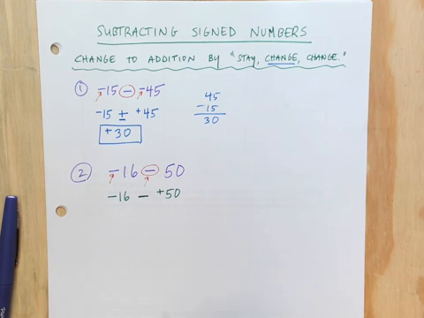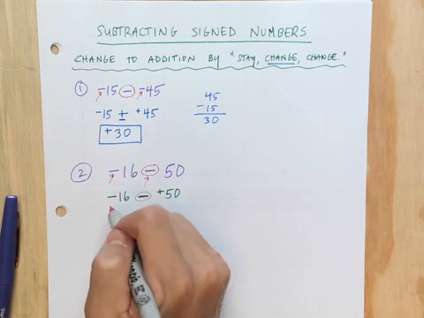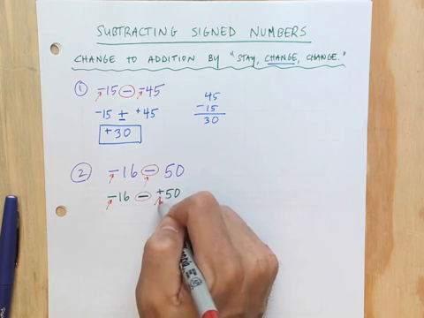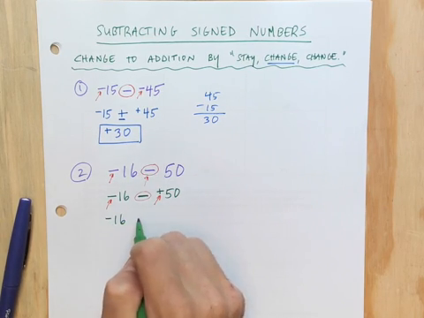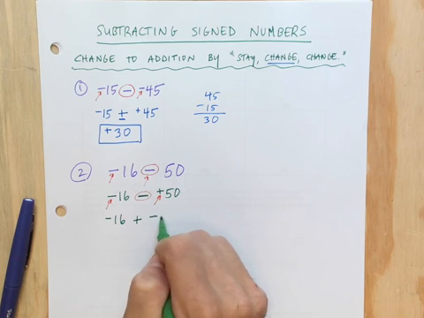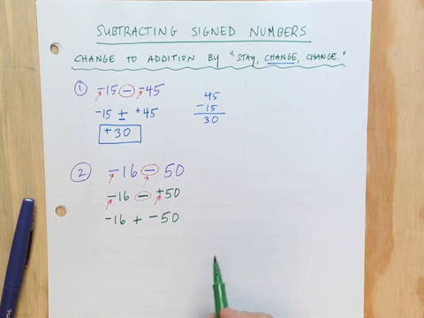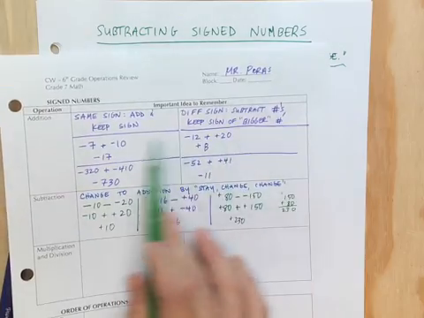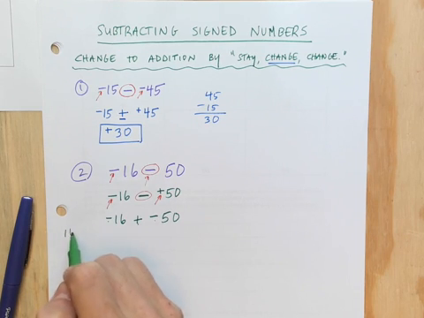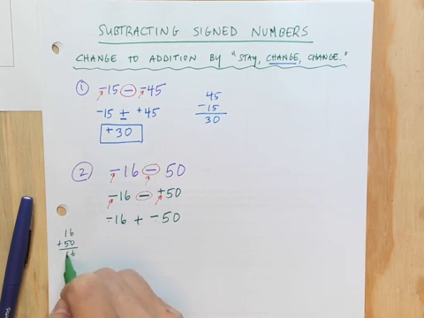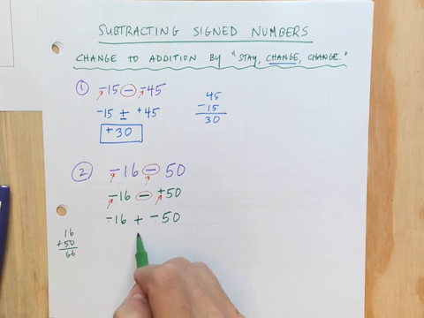So now I can clearly see that subtraction is the operation and the signs of the numbers are negative and positive. I'll rewrite it doing stay, change, change. So this gives stay, change to addition, and change this to negative 50. I'm now in addition world, so I use these rules, the addition rules. I'm adding numbers with the same sign, so I'd add the numbers. 16 plus 50 is 66, and I keep the sign when they're the same.